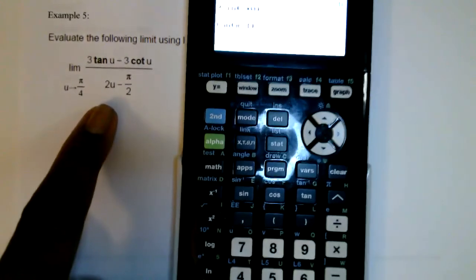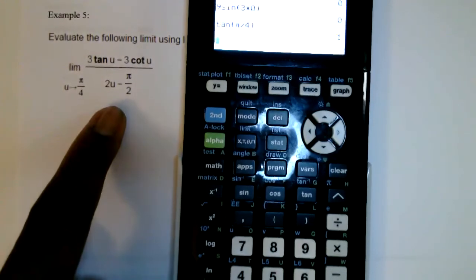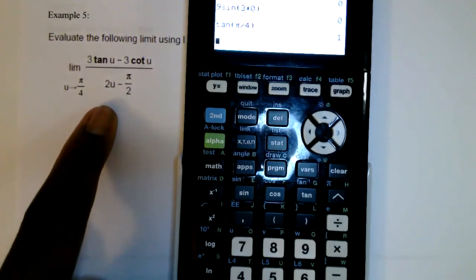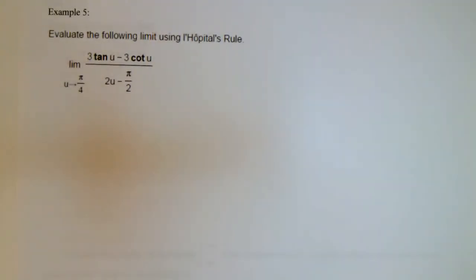The denominator, if I substitute the u with pi over 4, that would be 2 pi over 4, which is pi halves, minus pi halves, which is also 0. So I'm going to get 0 over 0 as an indeterminate form. So that means I need to apply L'Hopital's rule.